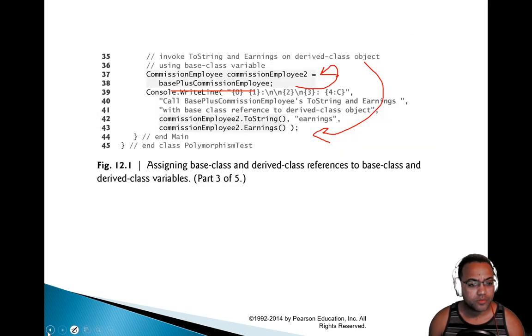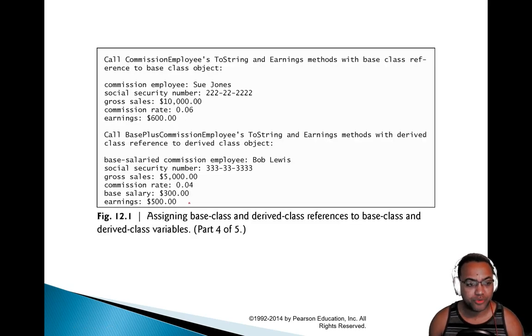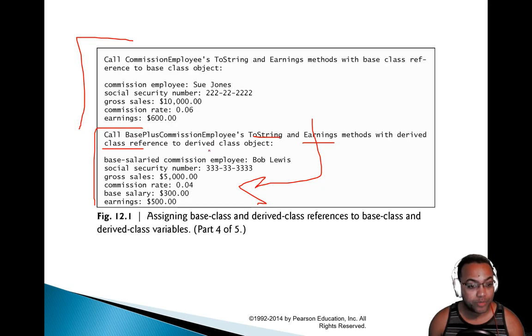Very interesting. There should have been 3. Oh, okay. I was wondering what was going on. There should have been 3 write-outs. So this is the first call for commission employee. This is the second call for a commission employee with the overridden methods of toString and earnings, derived from the base class, and used in the derived class object. This is the derived class object. Let's go back so I can show you what I'm talking about.